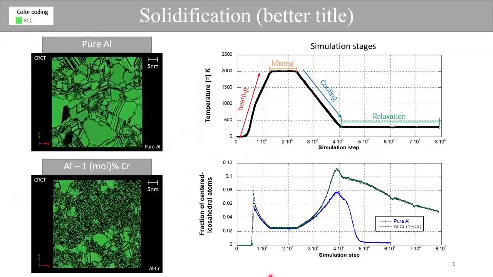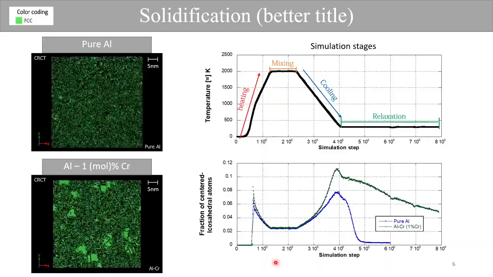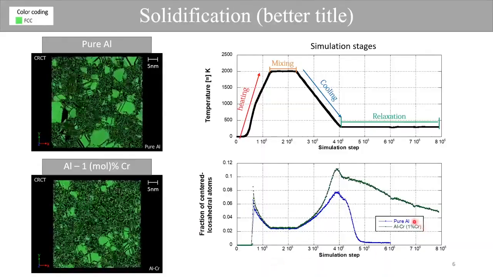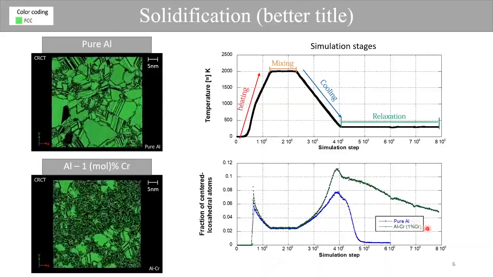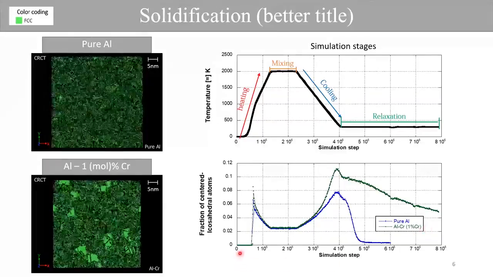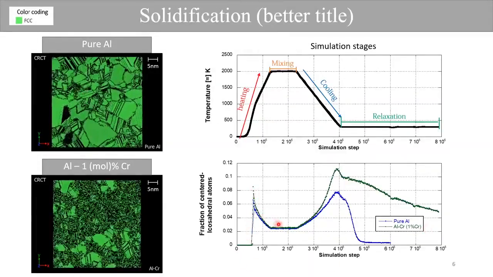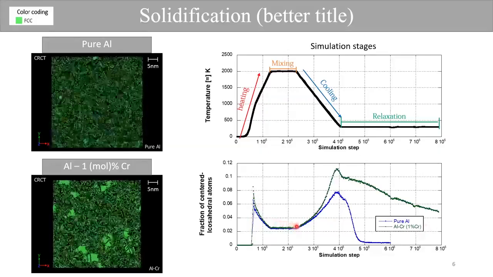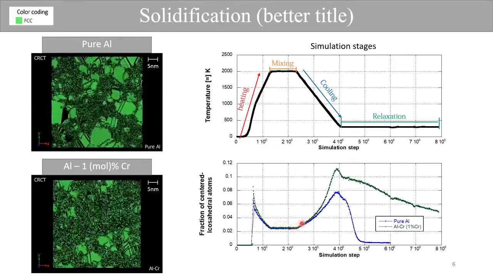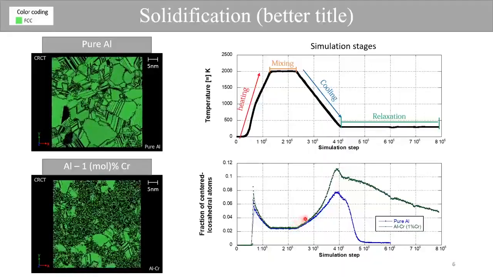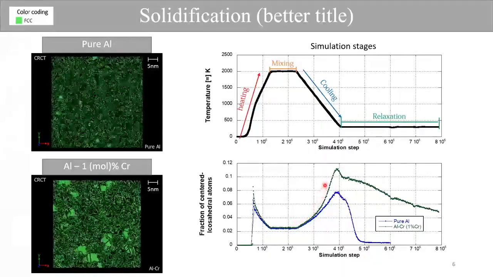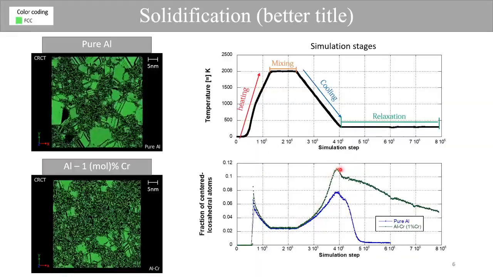In the second graph, we can see the evolution of the icosahedral fraction for the two systems. In blue, the pure aluminum, and in green for the binary system. At the beginning, the differences are small, a little bit bigger for the binary system, and we can see that during the cooling process, the fraction of icosahedral structures increases more for the binary system, which is the green one.